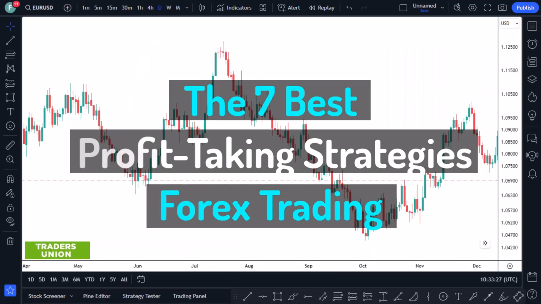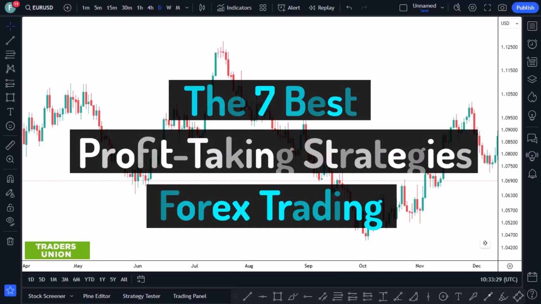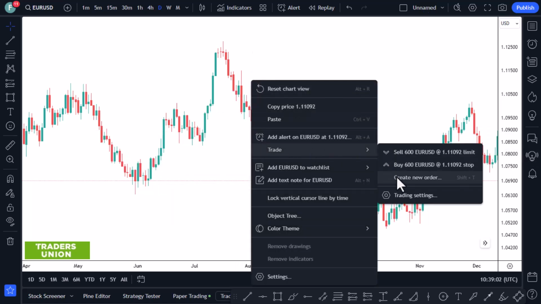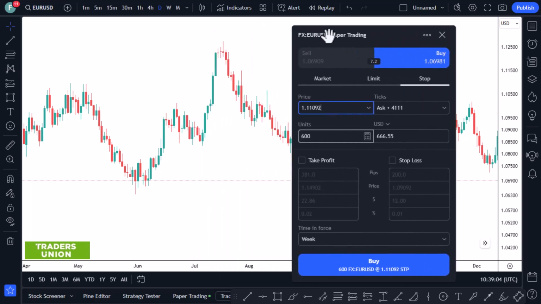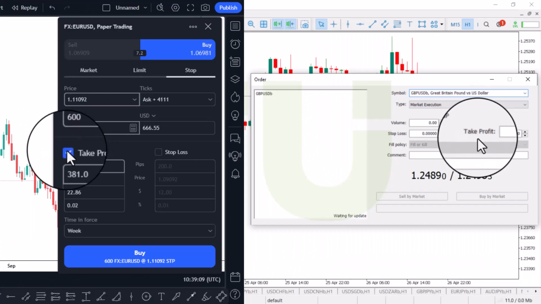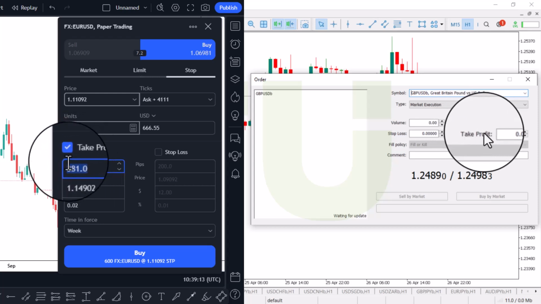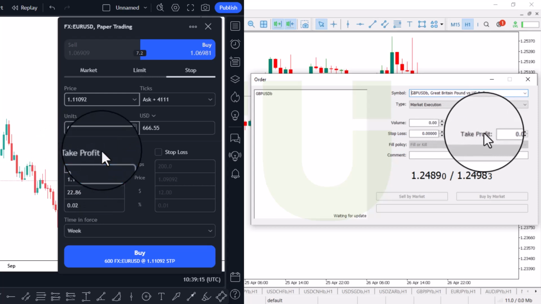Today's topic is the 7 best profit-taking strategies in Forex trading. Imagine having a tool that enables you to pinpoint the perfect moment to secure a profit. Well, it's not just a figment of your imagination. It's a reality, a tool that exists and is widely used by successful traders worldwide, the take-profit order.